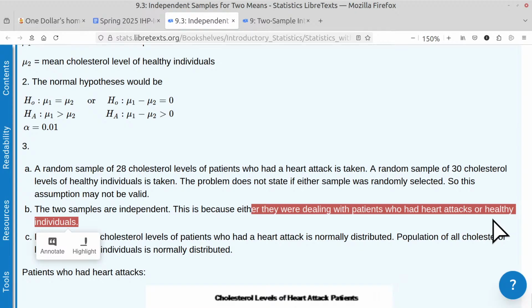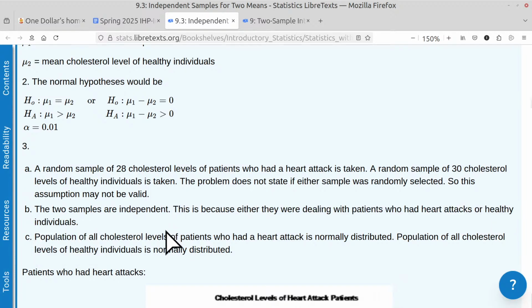These are independent samples, not a paired t-test, so don't worry about that. C: the population of all cholesterol levels of patients who had a heart attack is normally distributed. The population of all cholesterol levels of healthy individuals is normally distributed. Okay, those are the normal distribution assumptions.